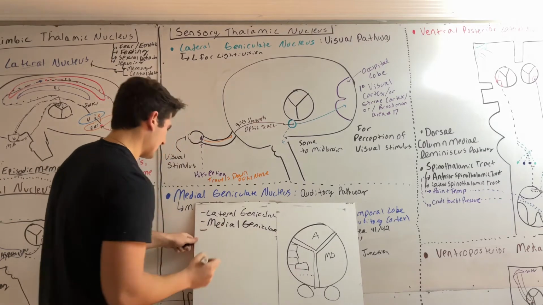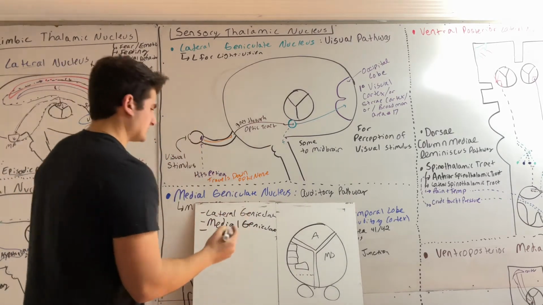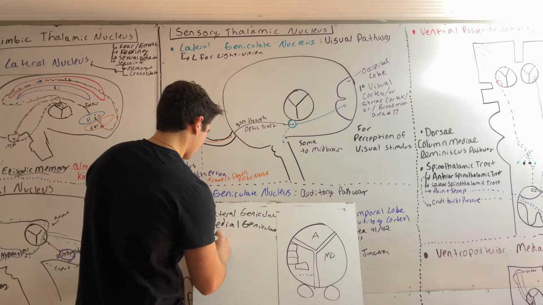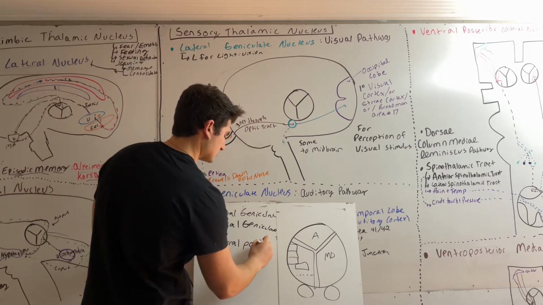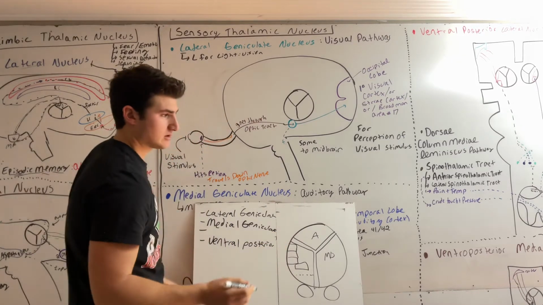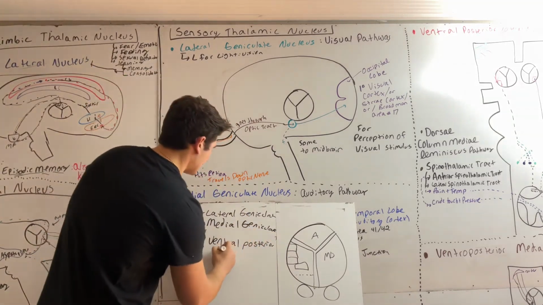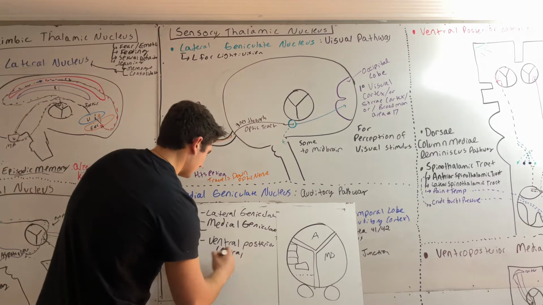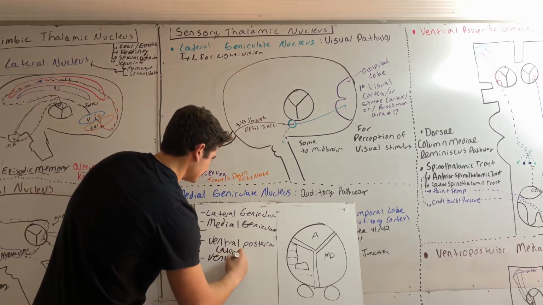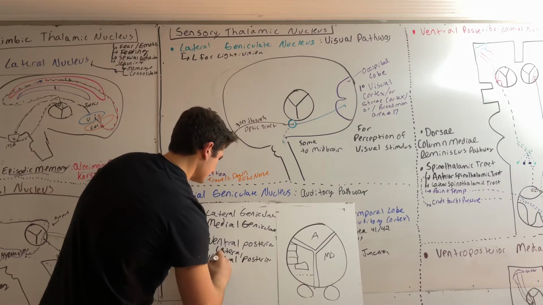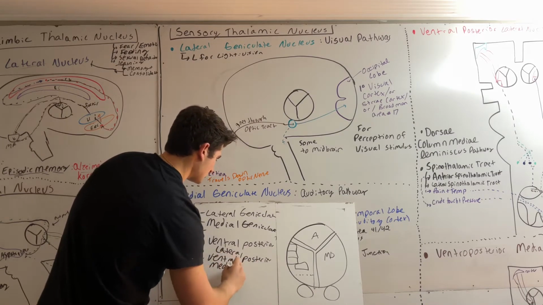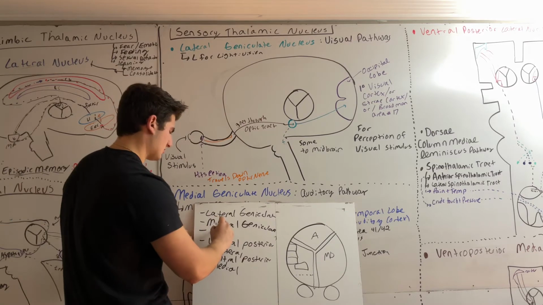Okay, we had a ventral posterior nucleus, right? Ventral posterior lateral, I'm sorry. We had a ventral posterior medial. And then which one am I missing? The pulvinar.